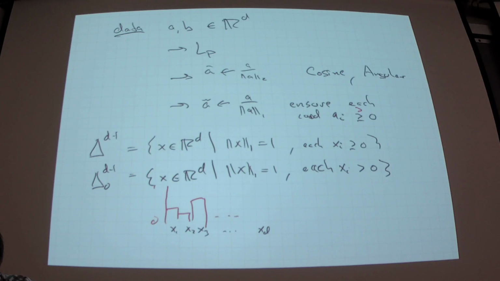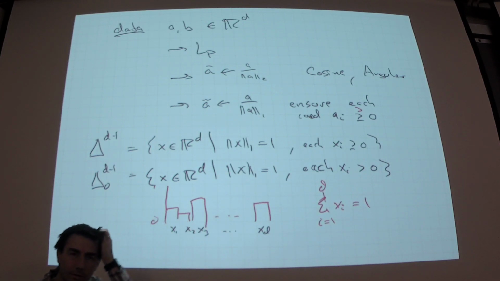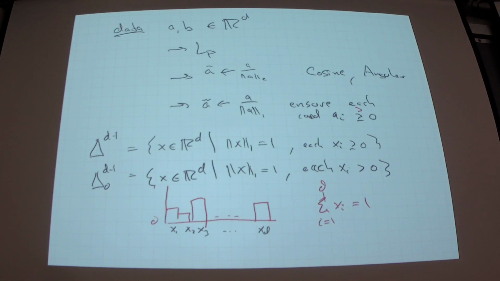Right, so I can think of them in this way, and because it's L1 normalized, it means that the sum from i equals 1 to d of x_i is exactly equal to 1. So they're all greater than or equal to 0, and they sum up to 1. What could something like this represent? It's another way to think about a vector like this. I heard some muttering that sounded close to correct.